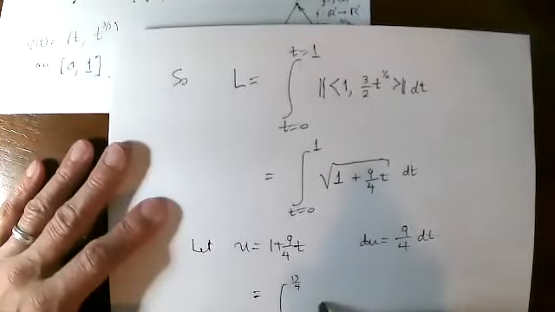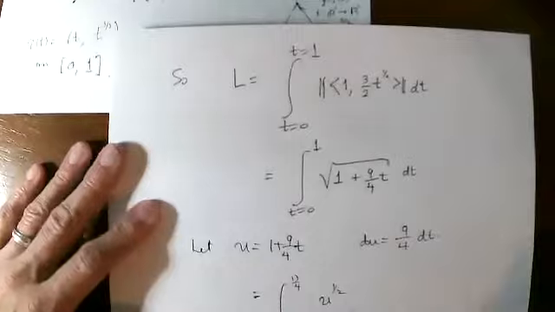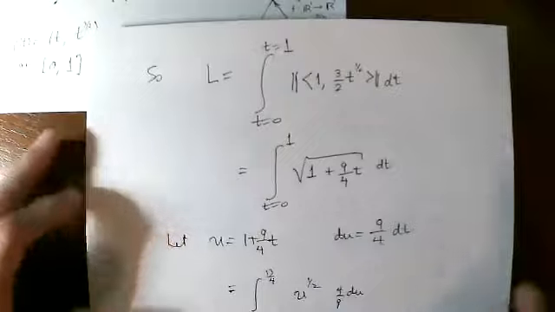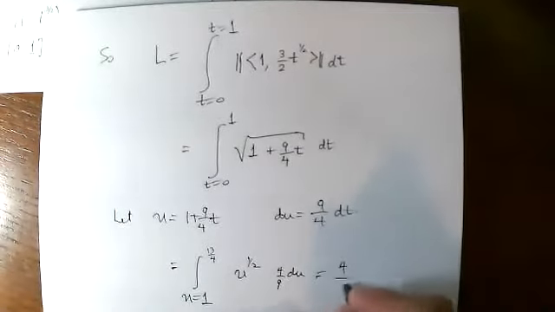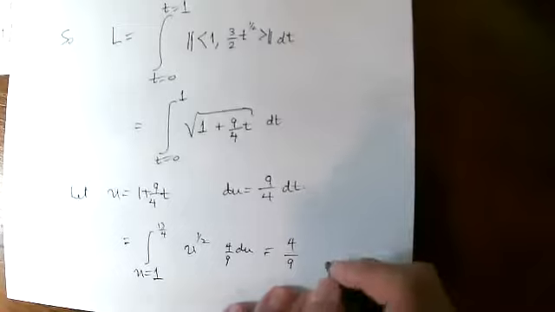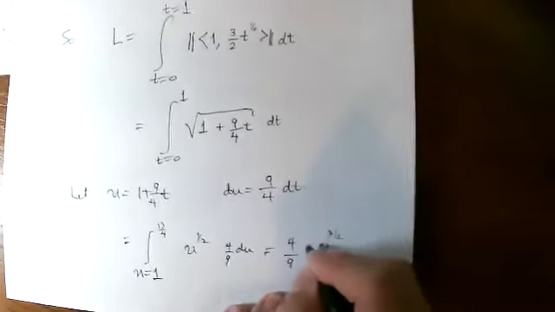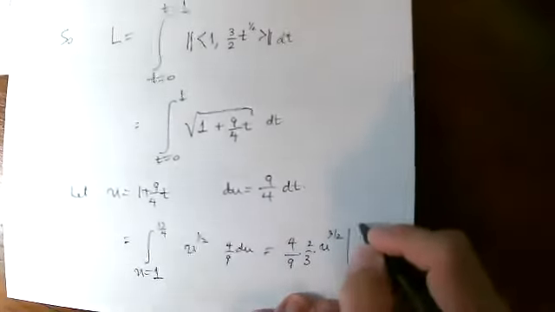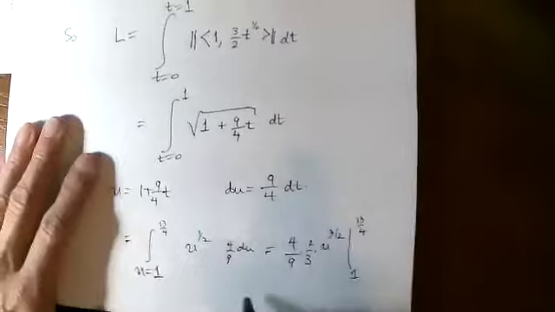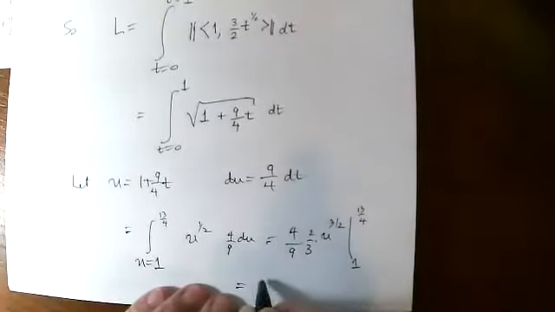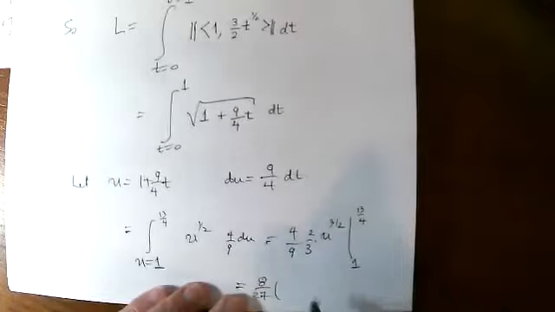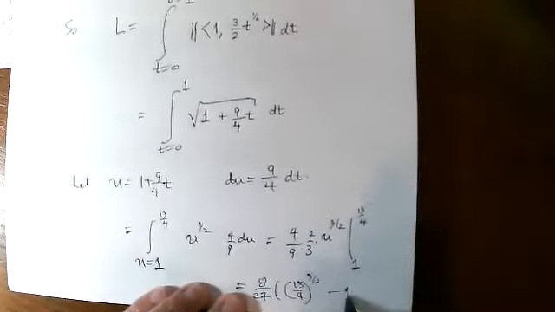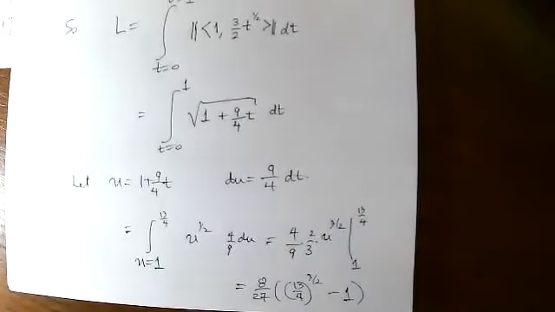And my integrand is just u to the 1/2. My differential is going to be 4/9 of du. And this is now easily computed with the fundamental theorem of calculus. I'll get u to the 3/2 times 2/3, evaluated between u equals 1 and u equals 13/4. So with a little bit of arithmetic here, I get 8/27 times 13/4 to the 3/2 power minus 1. I think I did the integral correctly.